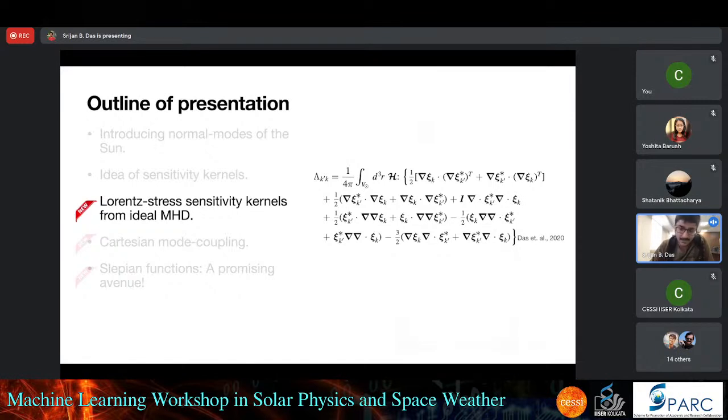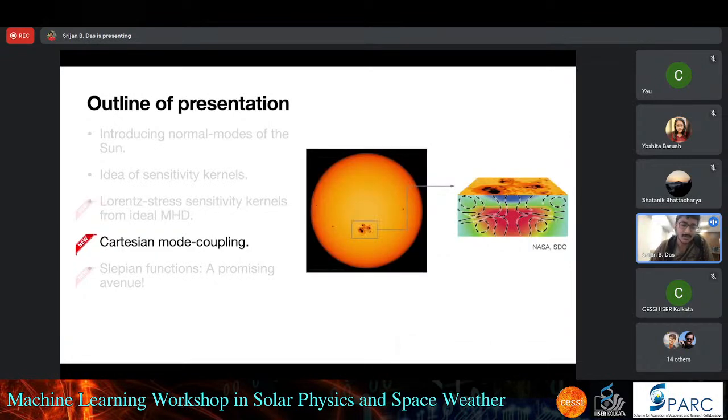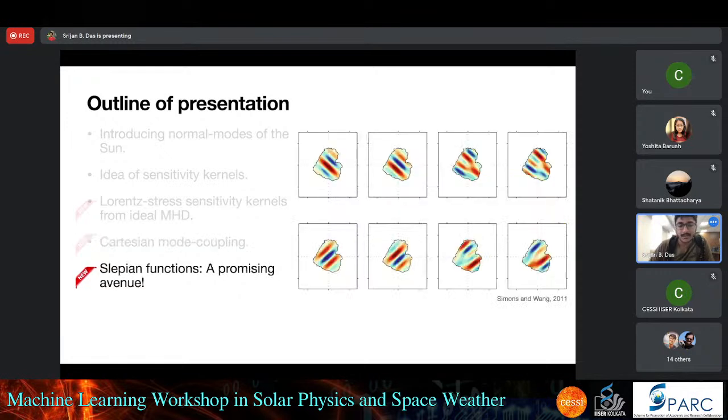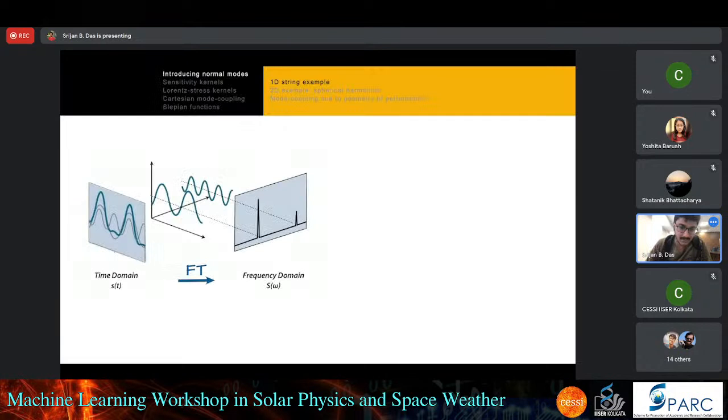This cryptic looking expression is the kernel. Unfortunately, this doesn't look neat, but so be it. And then we'll talk about how the same theory can be applied to a small patch on the sun, which is where the Cartesian mode coupling comes in. And finally, something we discovered from terrestrial seismology, which can be very immediately applied to the astrophysical cases as close as like 2 weeks back. I'll talk about this new basis called Slepian basis. So with that, I'll start.